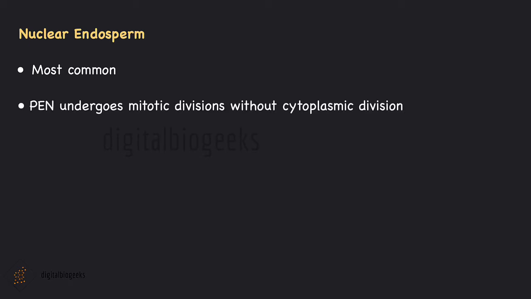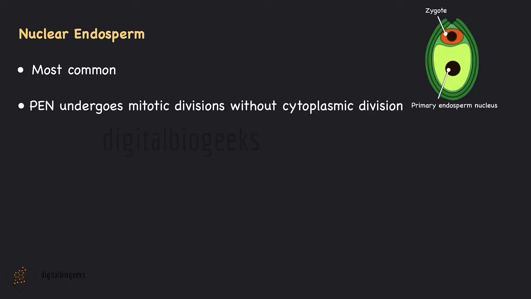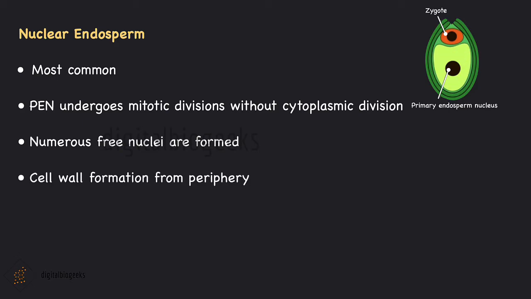The primary endosperm nucleus undergoes mitotic division without cytoplasmic division. As a result, numerous free nuclei are formed. Here you can see this is the primary endosperm nucleus. This will undergo mitotic division and form numerous free nuclei. This mitotic division happens without the cytoplasmic division. So these free nuclei are formed. Subsequently, cell wall formation happens from the periphery like this. Cell wall formation happens from the periphery, but there will be free nuclei in the center.